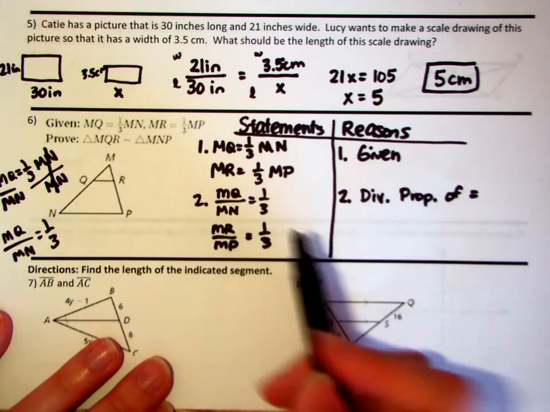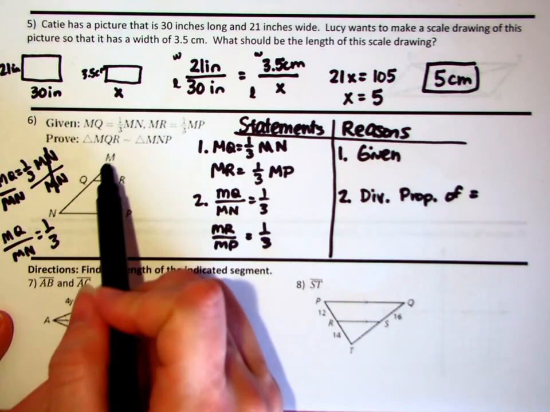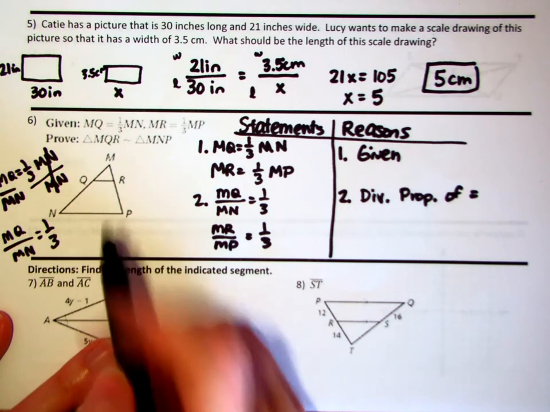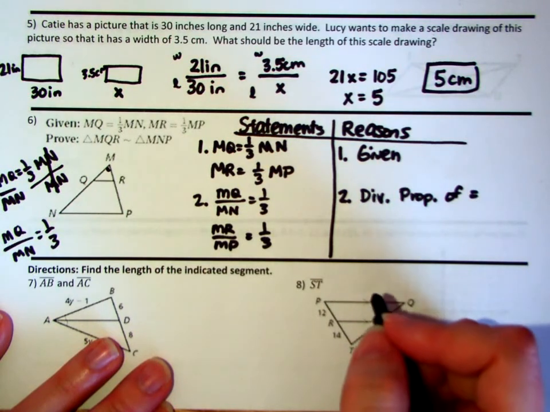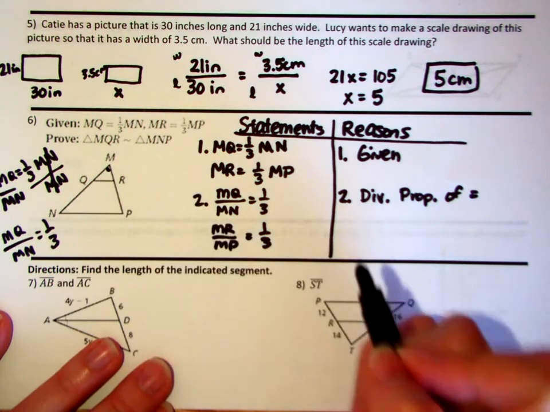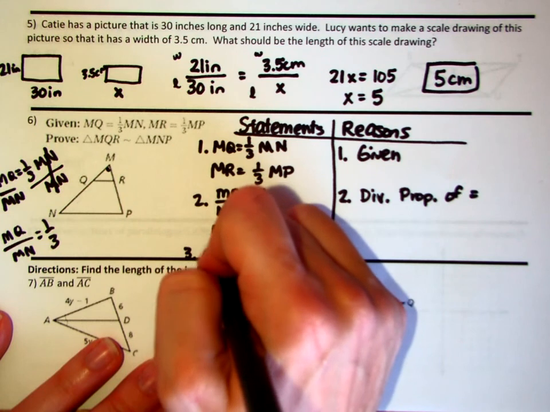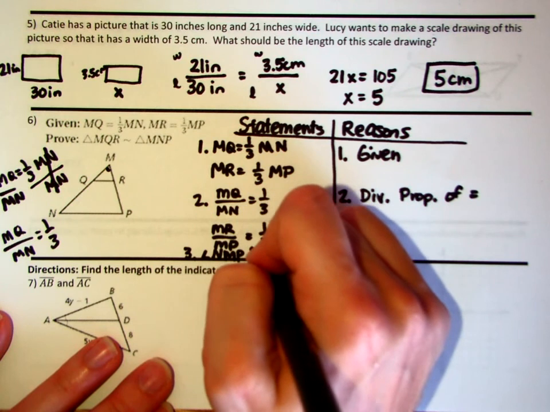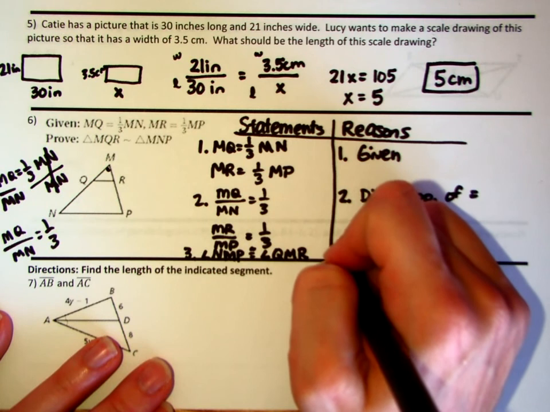And now I have one more thing. I've got two sides that are proportional, and look at the sides that I have proportional. It's MQ to MN, and it's MR to MP. If you'll remember, this angle M we can also say is congruent to itself. Why? Well, because this particular angle here is going to be the reflexive property. So number 3, I'm going to say that angle NMP is going to be congruent to angle QMR, and that is the reflexive property.